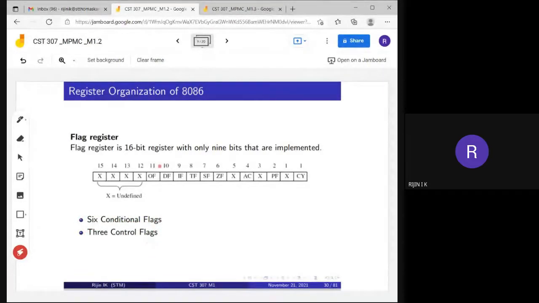So we are dividing them into 2 categories, conditional flags and control flags. In 8086, there are 6 conditional flags and 3 control flags. The remaining bits in the flag register are undefined bits. So these are the flags: OF, DF, IF, TF, SF, ZF, AC, PF, and CY. We can see them.